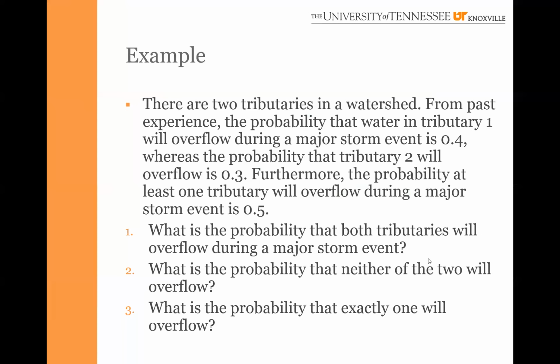So we said that A union B is equal to A plus B minus the intersection. For the question one, we use P of A plus P of B minus, so the formula is P of A union B is equal to this plus this minus that.